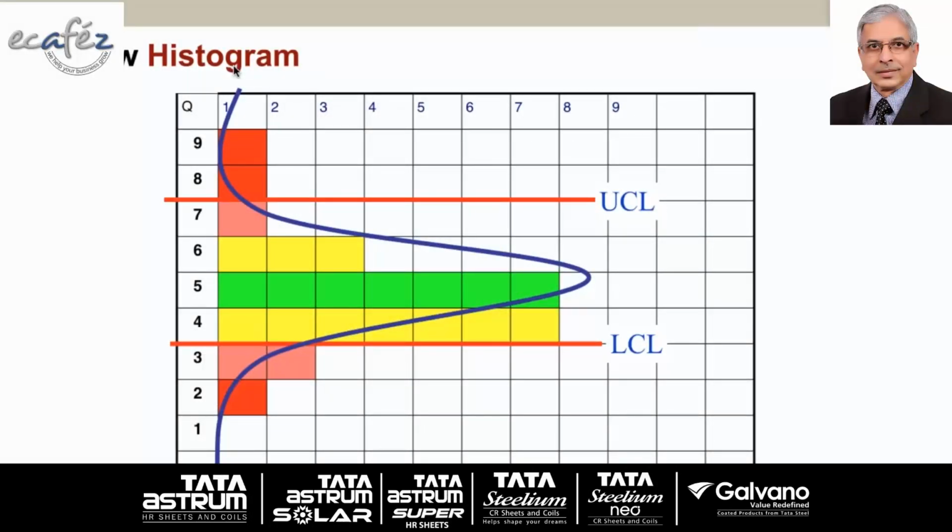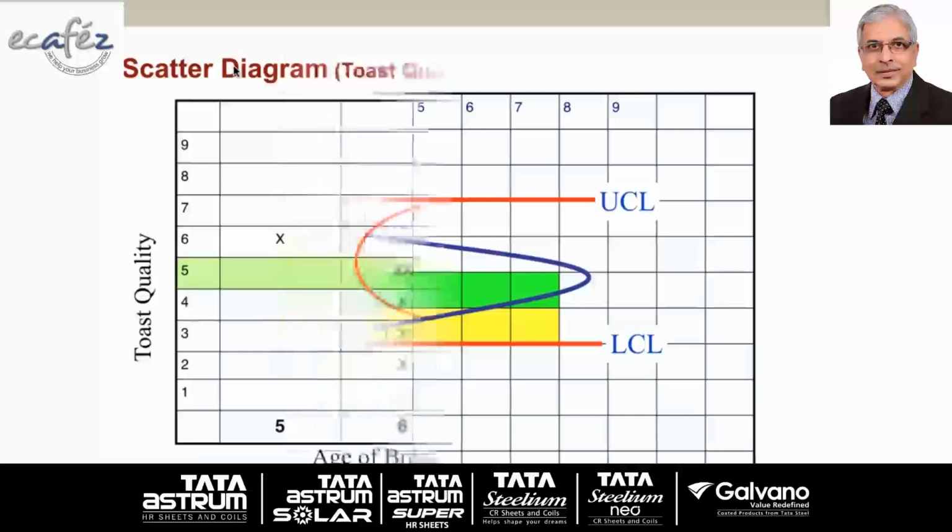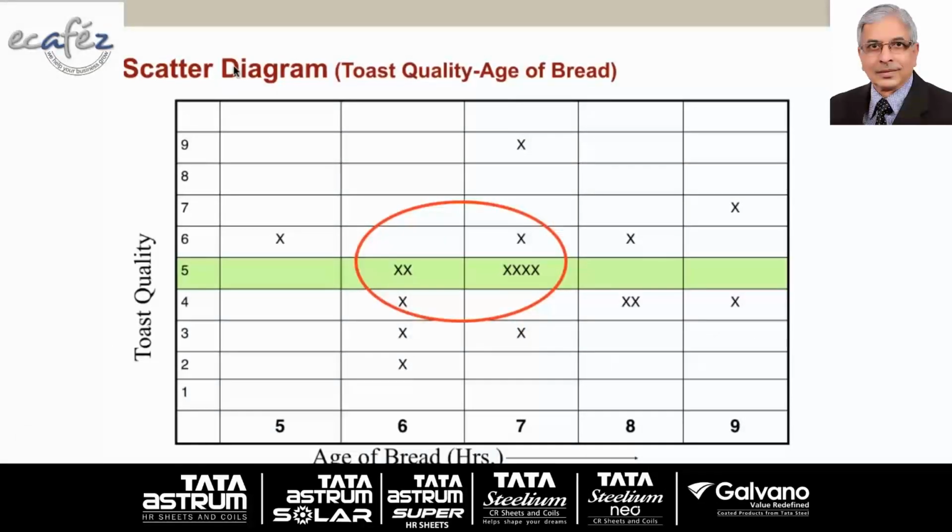The same histogram can be used as a bar graph also. This shows the normal distribution. In fact, Six Sigma uses the histogram the most. If it is wider, it means your process variation is very high. Here, all the quality must come within the upper control limit and lower control limit. That is the purpose of interpreting the histogram.